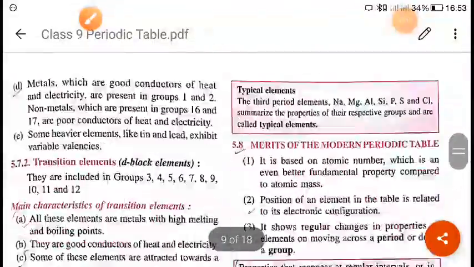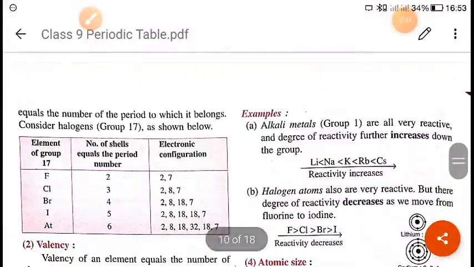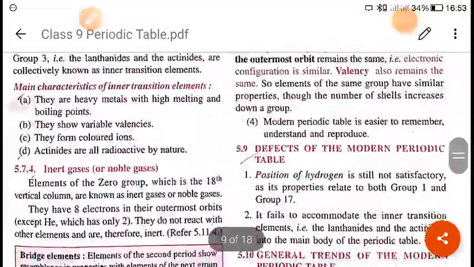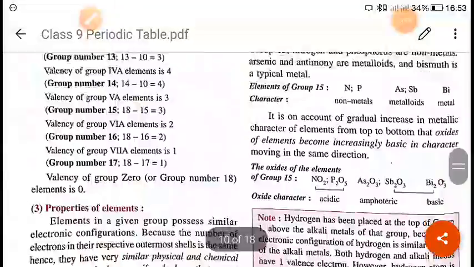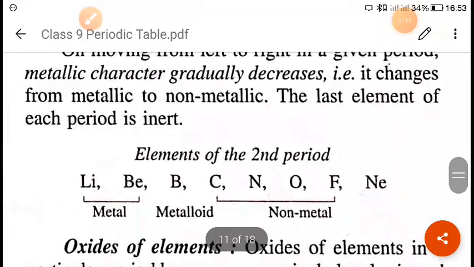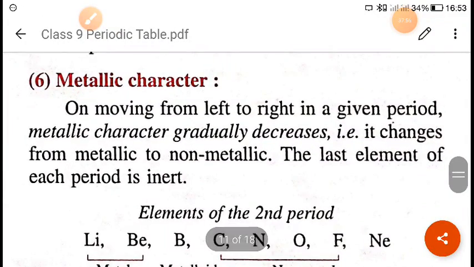Now next we will see, the next example is metallic character. For this also we have discussed, right, on moving from left to right in a given period, metallic character gradually decreases, okay. It changes from metallic to non-metallic. It was first metal, and after that it is changing into non-metal, right.